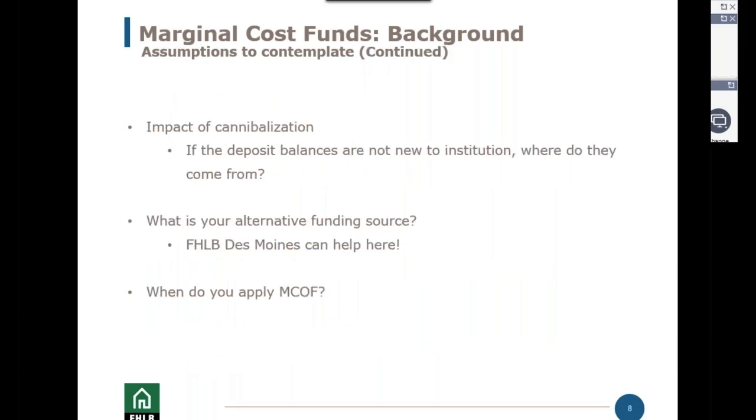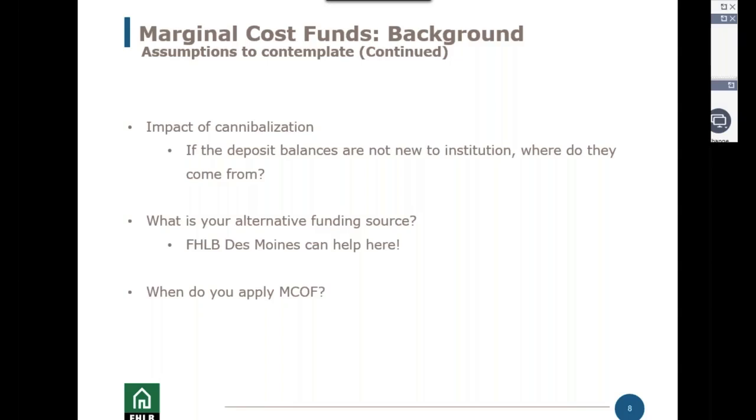Some more assumptions to contemplate. The impact of cannibalization. If the deposit balances are not new to your institution, where do they come from? Most likely they come from a lower costing source that now reprices at a higher rate as a result of you running this special. So knowing what your cannibalization rate of your existing deposits is important because it helps you quantify your overall marginal cost.